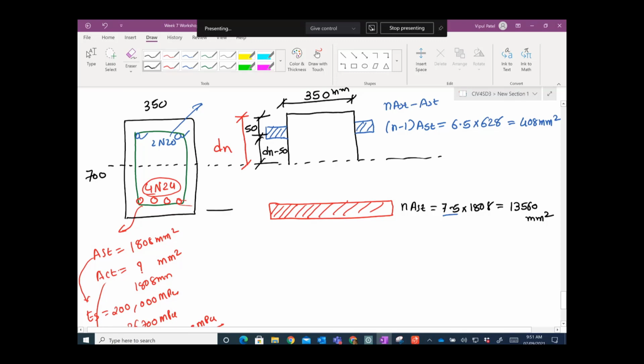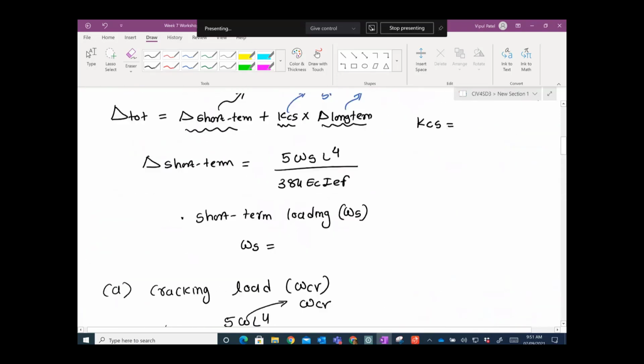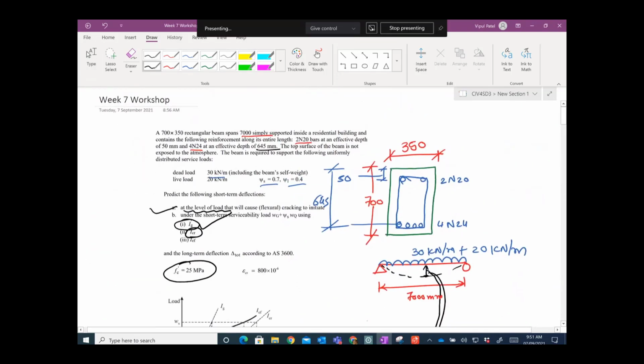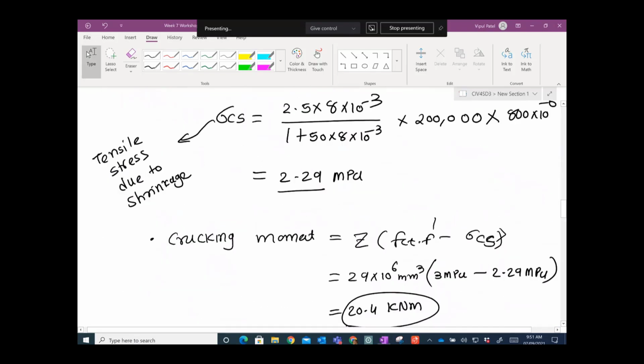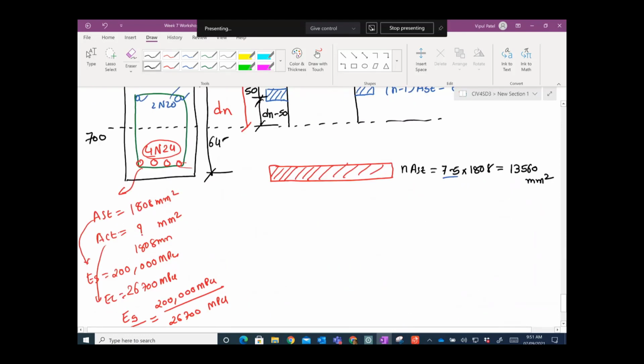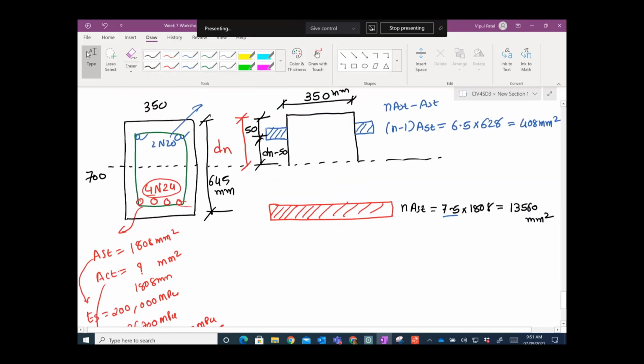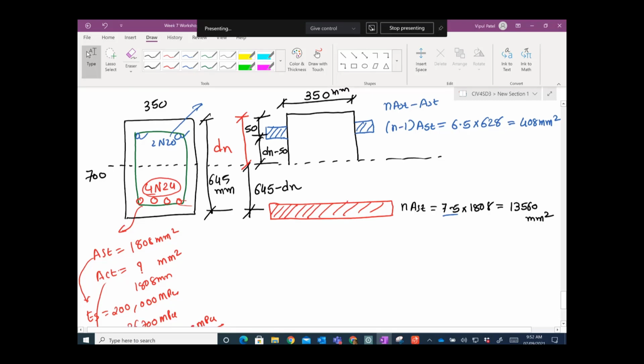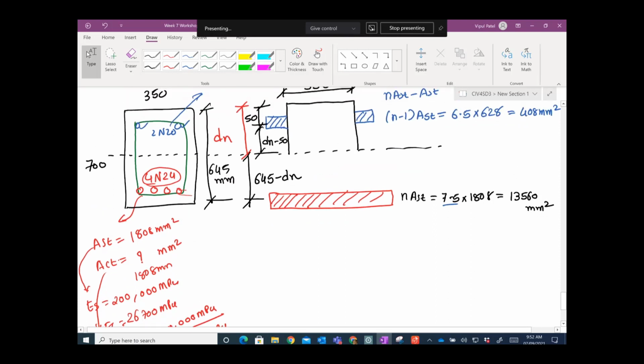This one we have 645 or something. Let me check. How much was that? 645. Yep. So we have these 645 millimeters. So that 645 millimeters is noted here. Now we can calculate this from here to here: 645 take away dn. Now, we have all of this. Now our main goal is to calculate this dn, where the neutral axis is going to act.